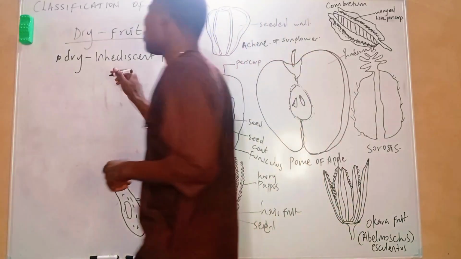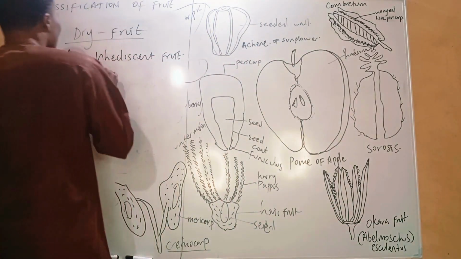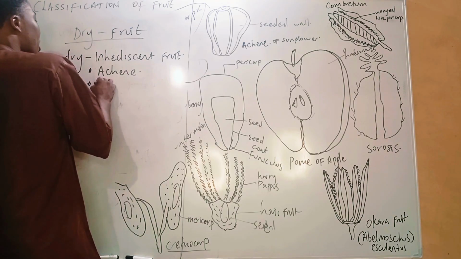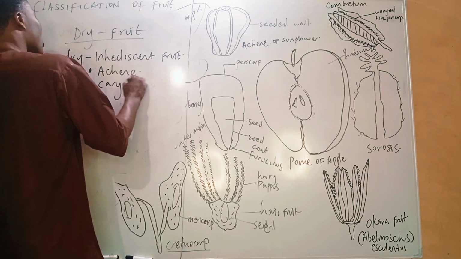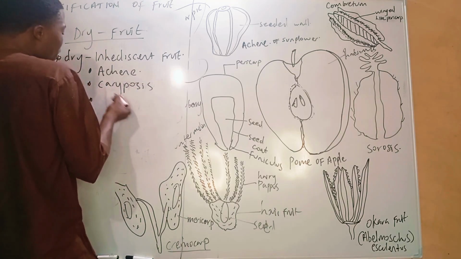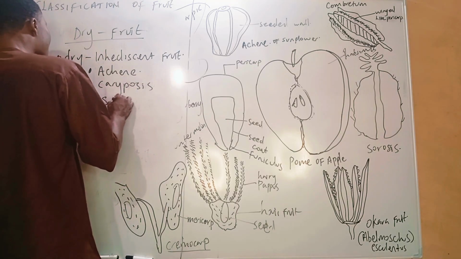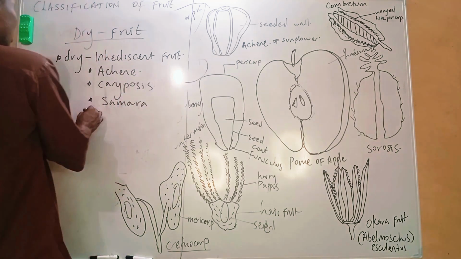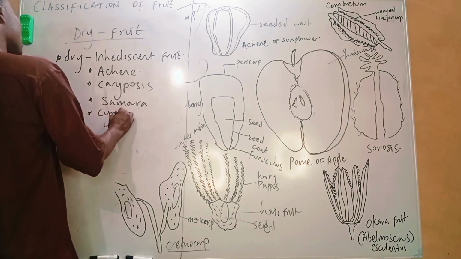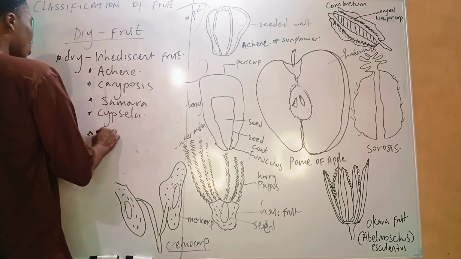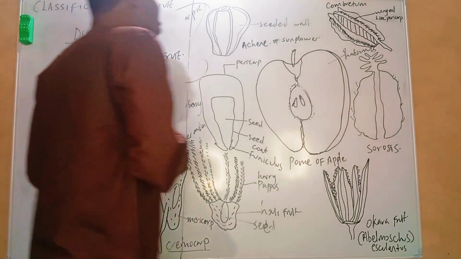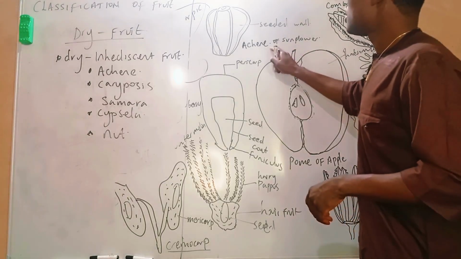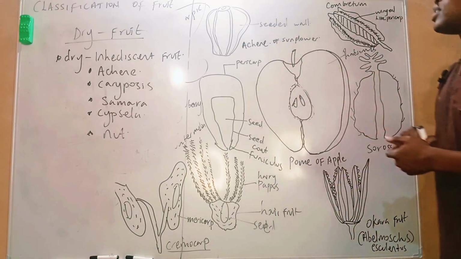Now, dry indehiscent fruits include achene, caryopsis, samara, cypsella, and nuts. So you see the difference now. Quickly, what is an achene? Let me see if I have an achene on the board. Yes, I have an achene in the case of sunflower.